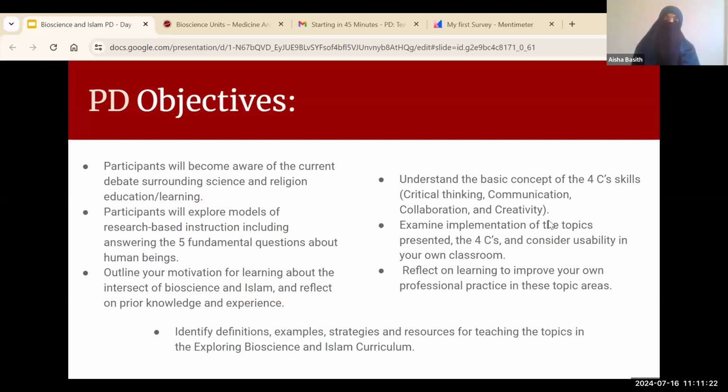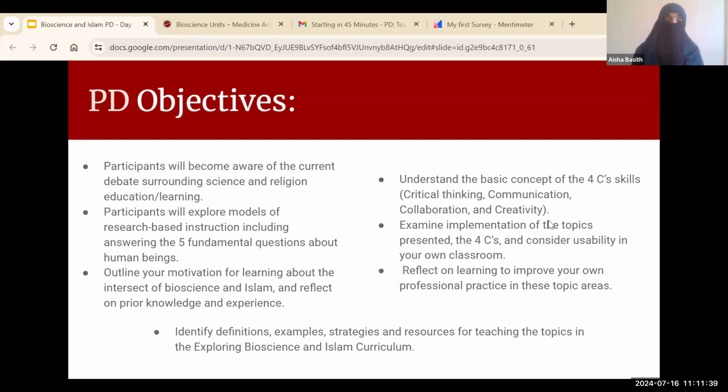So we have these specific intentions in mind so that we can benefit from our amal of learning here today. And we need to look at our purpose and intention of doing so. These are the objectives that we have for the entire series, the four sessions that we have.